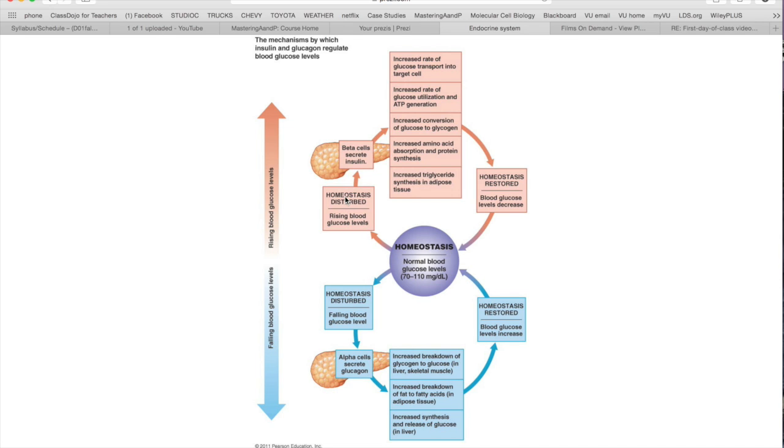If blood glucose levels get high, like after a meal, the beta cells secrete insulin. It's going to increase glucose transport into cells, and increase the rate of glucose utilization and regeneration. It's going to convert glucose to glycogen, which is how glucose is stored in our body. It's going to increase amino acid absorption, protein synthesis, and also increase triglyceride synthesis. And all those things are going to bring the blood glucose levels down and get it back to normal.